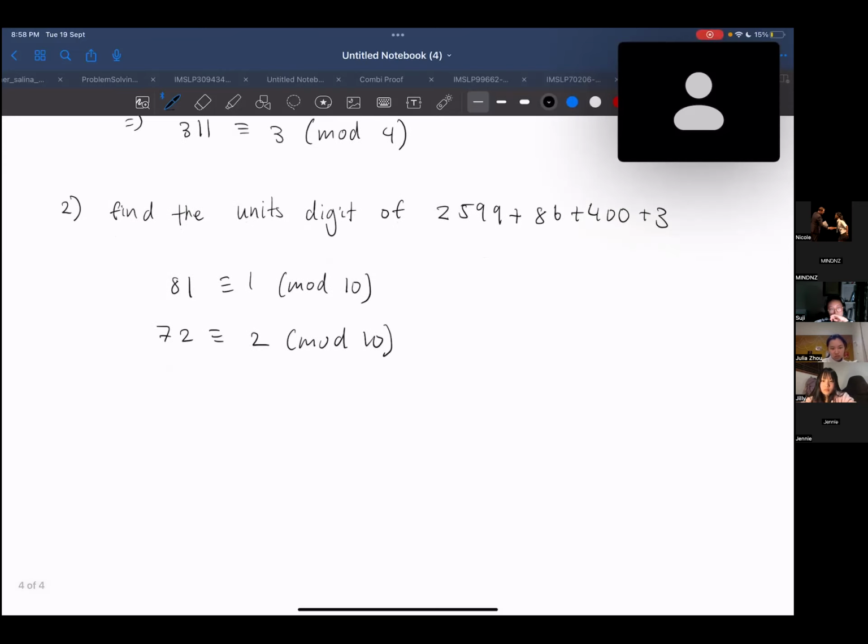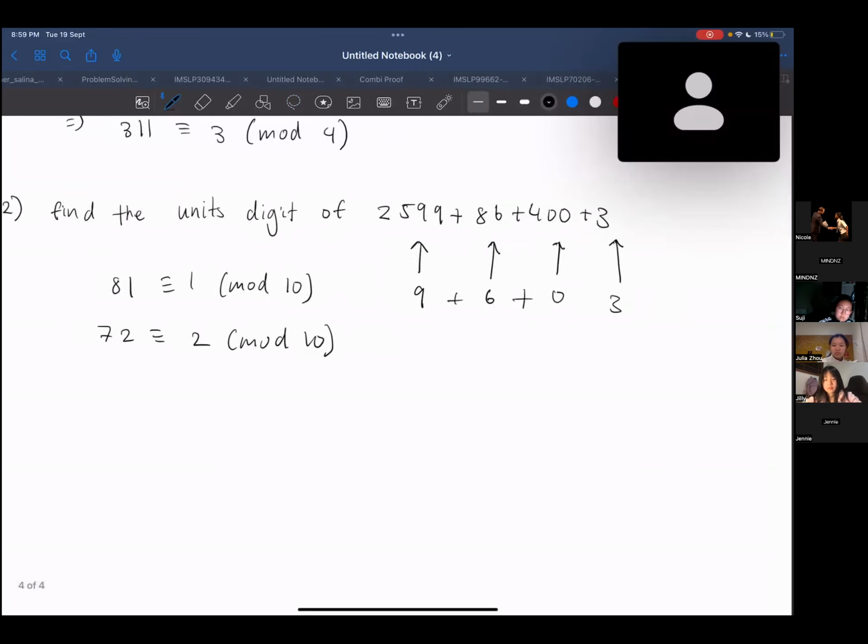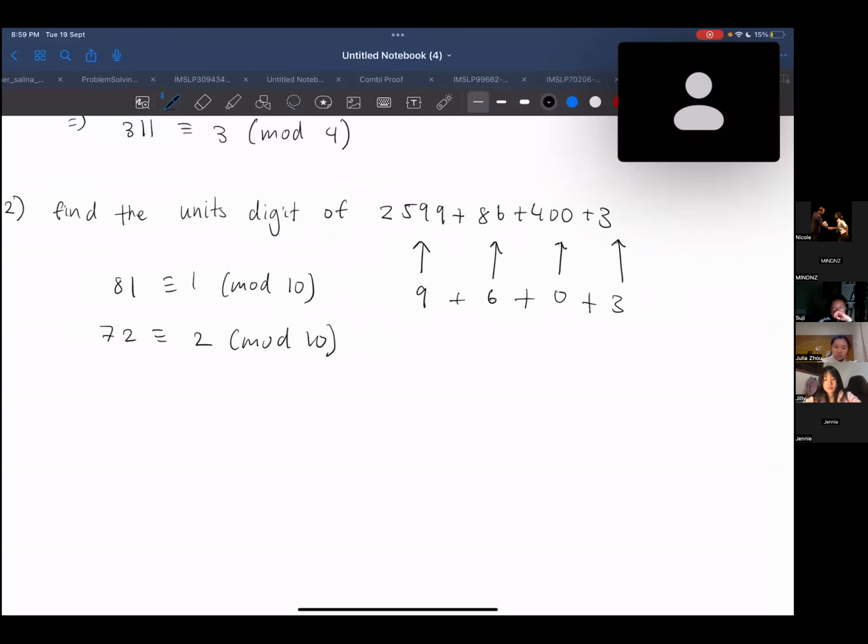So now we know that 2599 in mod 10 is 9. Then from 86 you get 6. From 400 you get 0, and from 3 you get 3. Sorry, not quite sure why I wrote 0, but you get 3, clearly. And then you just add them.